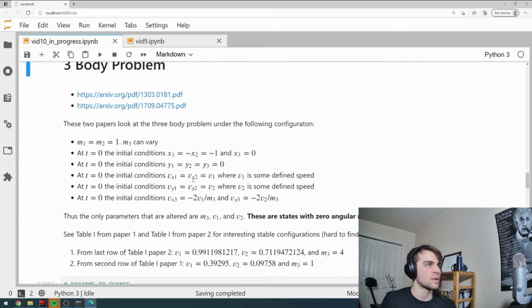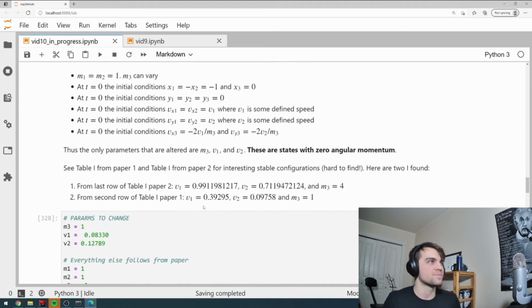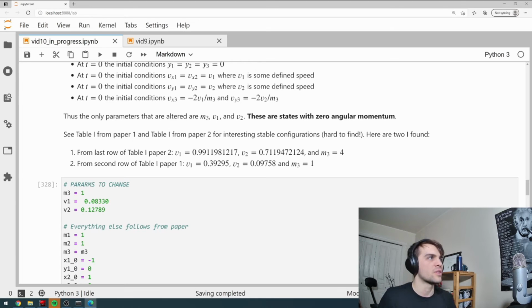At T equals 0, VX1 equals VX2 equals V1. So 1 and 2, which are on both sides of M3, are both moving at the same X velocity. And they're also moving at the same Y velocity. So mass 3 is in the middle, and then you have the two at the sides moving at the same Y velocity. But the third mass is going at a certain velocity, one that makes the total momentum equal to 0, and also the angular momentum equal to 0. So these are zero angular momentum states and zero net momentum states. And they're configured as such. And so we'll look at two interesting configurations.